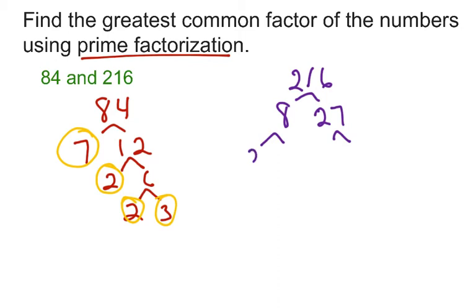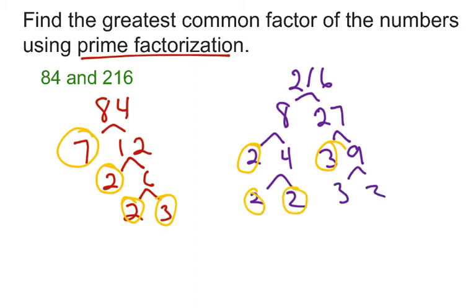8 can be broken down into 2 times 4. 2 is prime. And 27, 2 plus 7 is 9, so I can break that down into 3 times 9. 3 is prime. Then I have 4, which can be broken down into 2 times 2, both prime numbers. And 9, which can be broken down into 3 times 3, again, both prime numbers. So now I have my prime factorization, and I've circled all of my numbers.